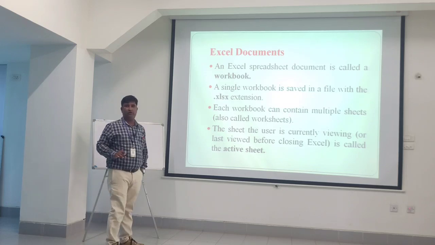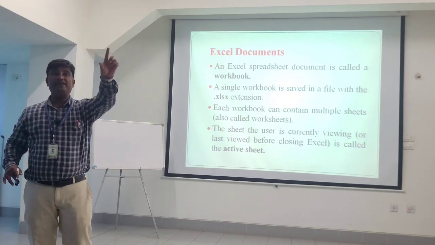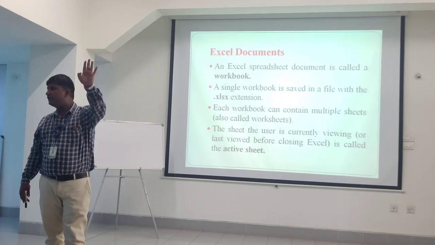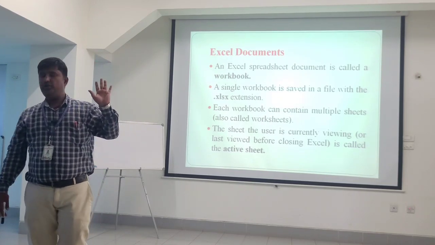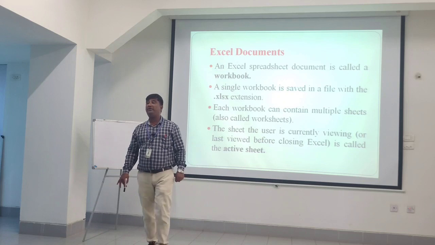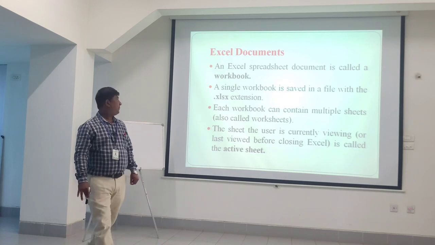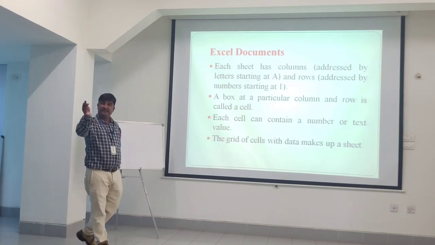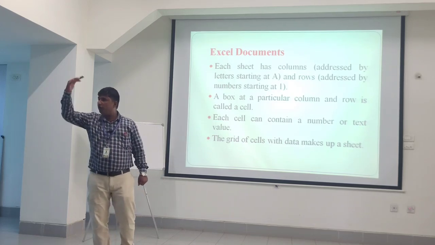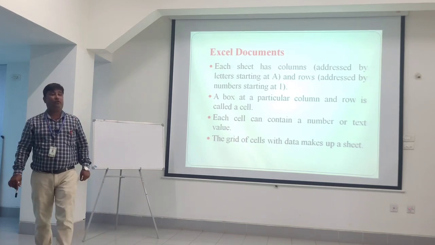Each workbook, as I said, can contain multiple sheets. As I have shown already, how many sheets are there in each workbook? Initially, three sheets, identified as sheet 1, sheet 2 and sheet 3. The sheet currently being viewed is what we call the active sheet. Each sheet has columns addressed by A, B, C, D and rows addressed by 1, 2, 3. A box at a particular column and row is what we call a cell.